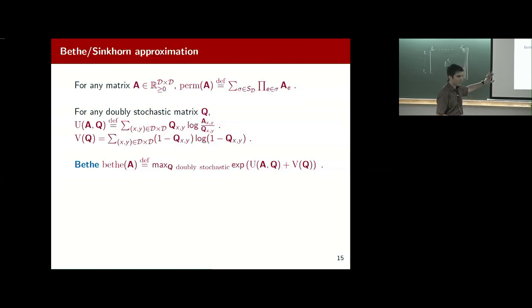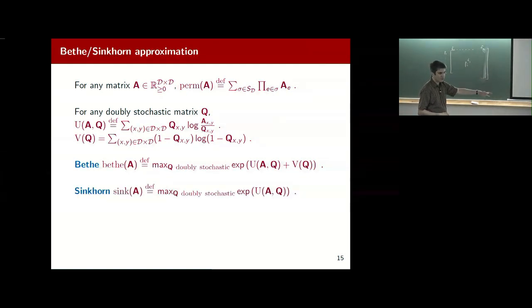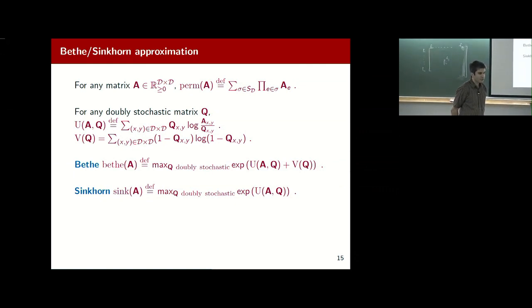Okay, so this is the Bethe approximation. The Sinkhorn approximation is a simpler one to state. Sorry, you said it's an approximation. So it's not equal to the permanent, but you can actually say how close it is to the permanent. I'll say that in a second. It is the Bethe approximation without that second corrective term.